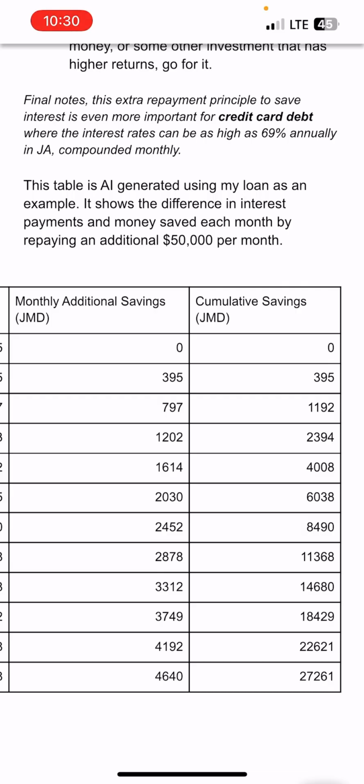Yeah. So similarly here with the cumulative savings, you have to take into account the money you saved in month 1, plus the money you saved in month 2, plus the money you saved in month 3, and you come all the way down. And based on the maths, tell me in the comments if I'm wrong, you're saving some $27,000 for that first year. You're repaying $50,000 a month. If you're repaying less, you save a little less. If you can repay even more directly on your principal, you're saving even more.